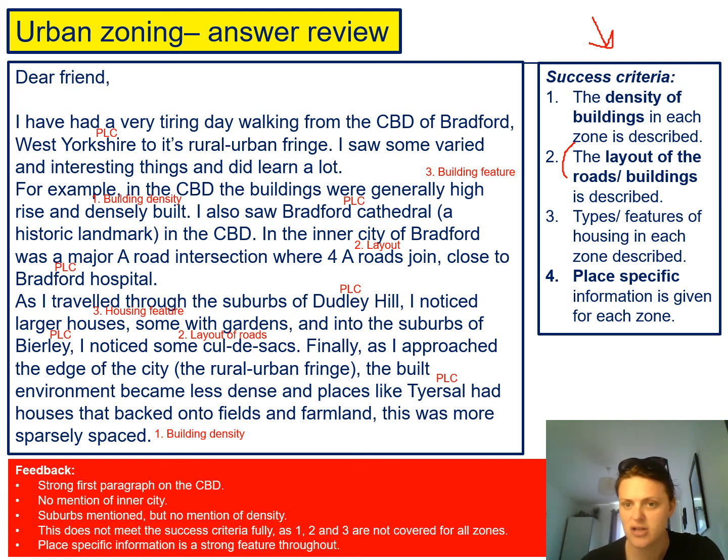There is no mention of the inner city though. The suburbs are mentioned, but no mention of density. So this does not meet the success criteria fully, as 1, 2 and 3 are not covered for all zones. Place-specific information is a strong feature throughout. So even though they've used lots of PLC, they haven't described the 4 areas of the city.